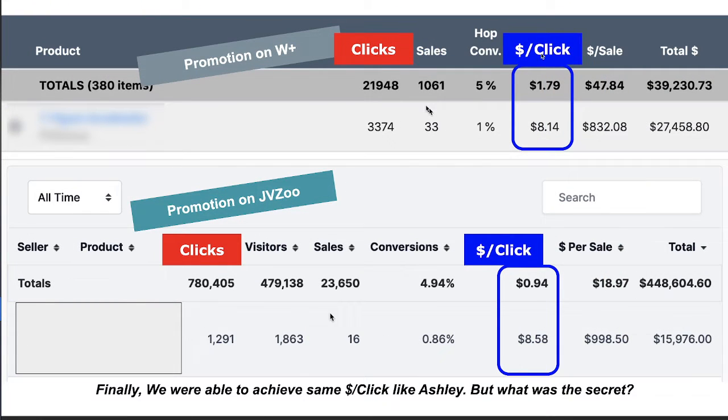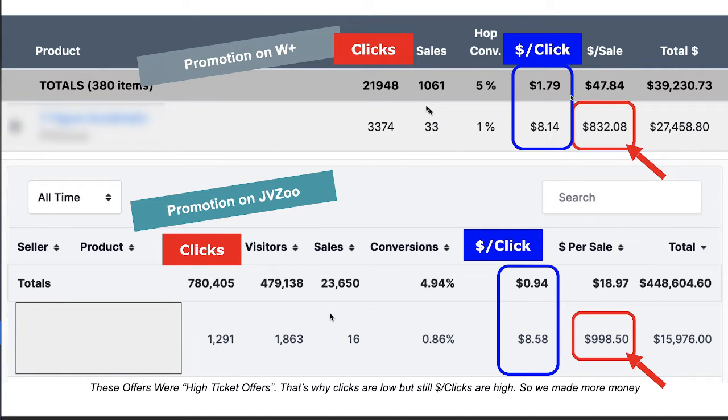Look, dollar per click became $8 for 2 promotions on Warrior Plus and JVZoo. And this was not about sending lots of clicks, a very low number of clicks, and I made a lot of money. Look at this, $27,000, $15,000 from a very low number of clicks. And literally from 1,000 clicks, I made $8,000. From 2,000 clicks, I made $16,000, something like that. So what was different?